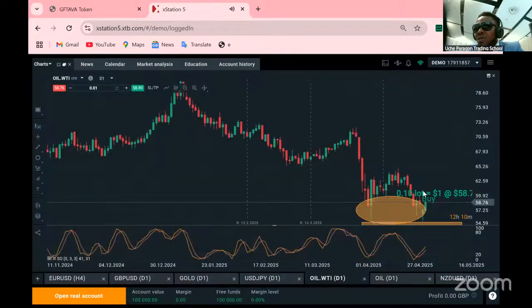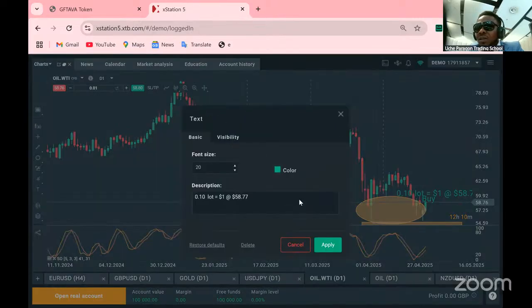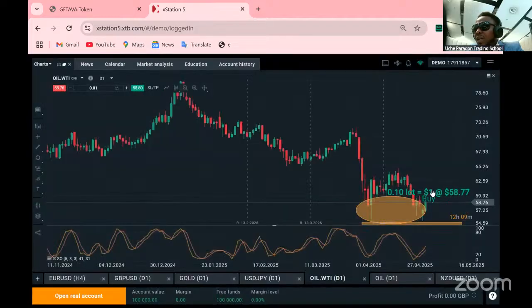Is there a way of trimming this thing? Okay, there's no way of trimming it. I wanted it to be more tiny so that you can see clearly and it will not block the chart. Let's say you place a buy here with 0.10, which is $1 movement at this current price.